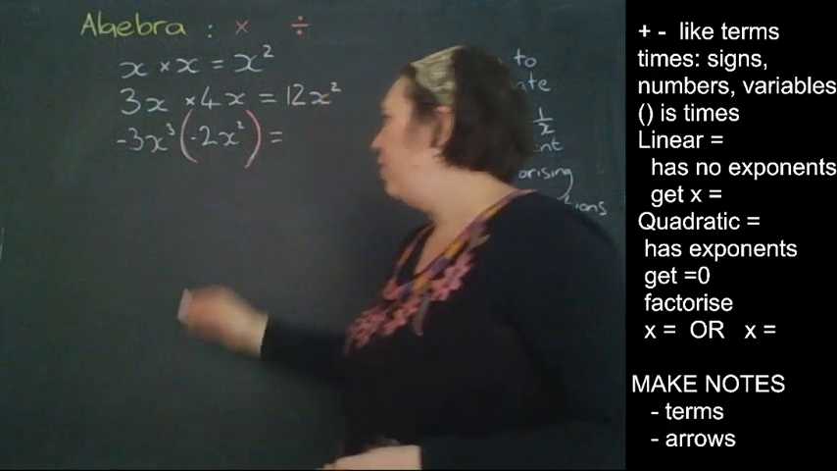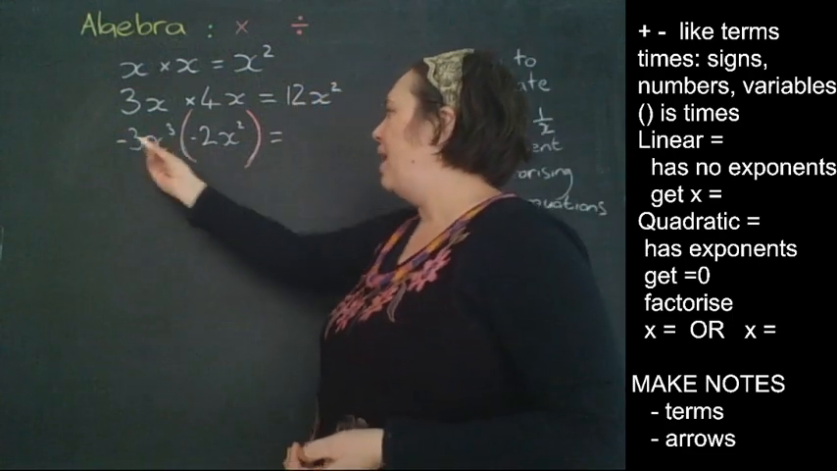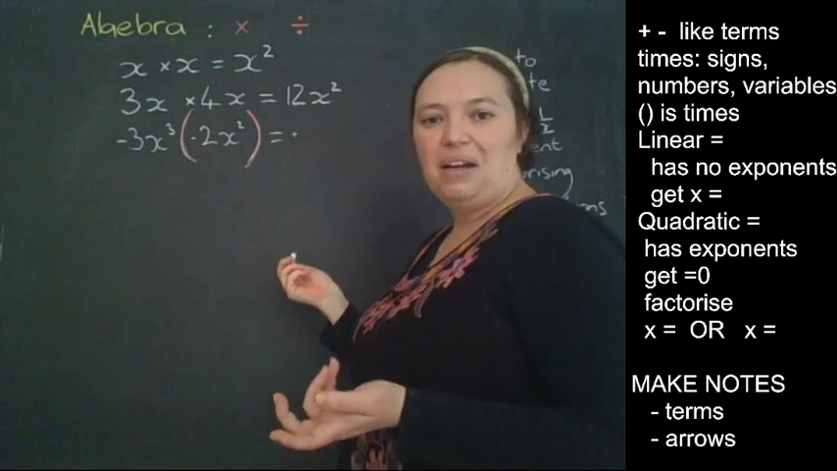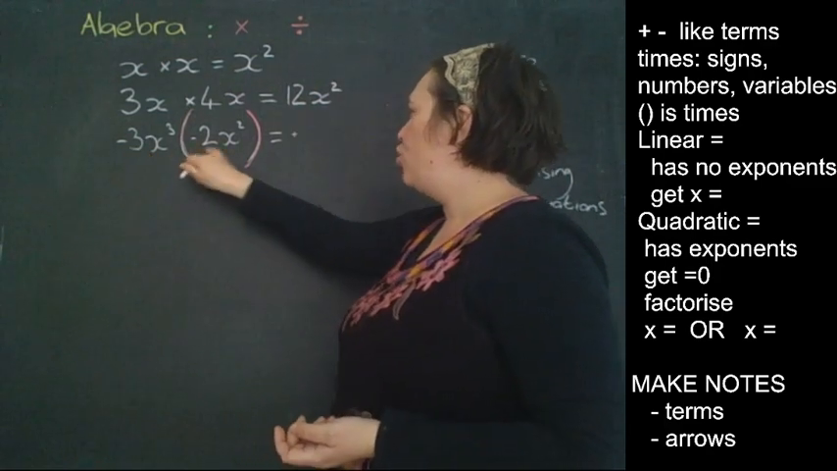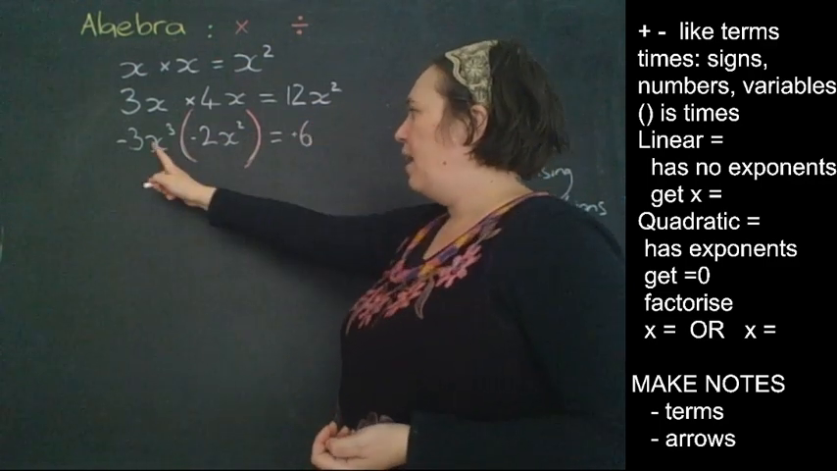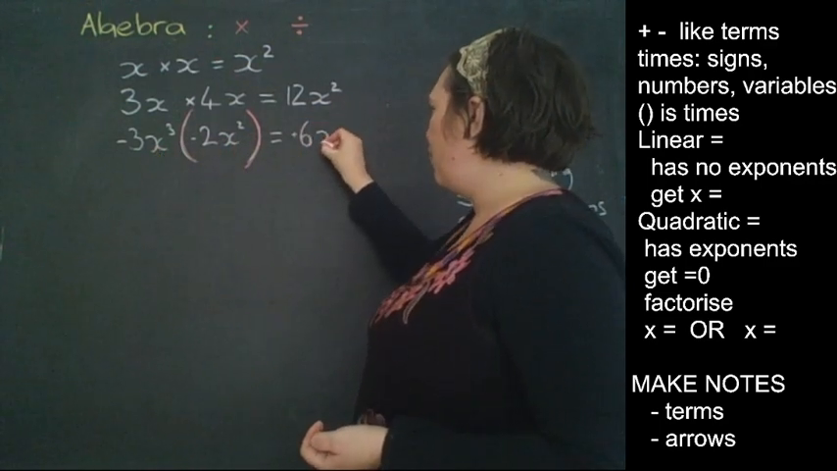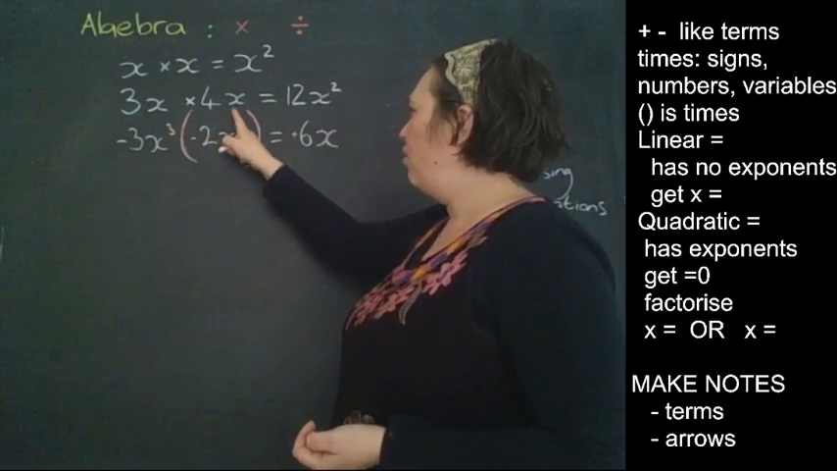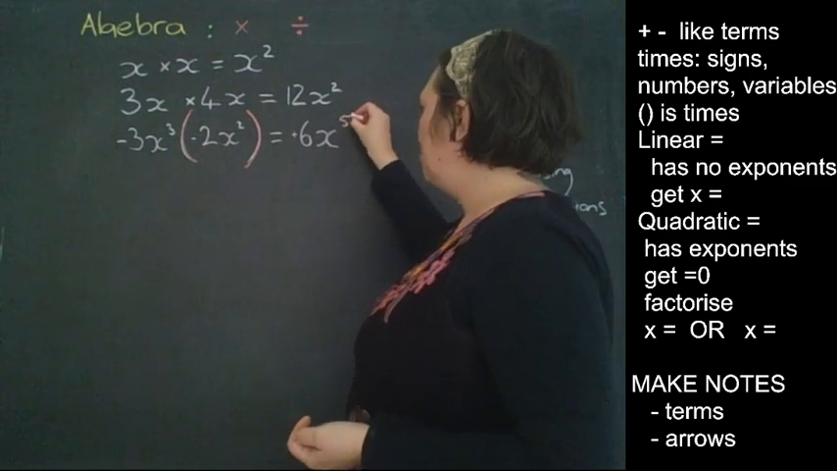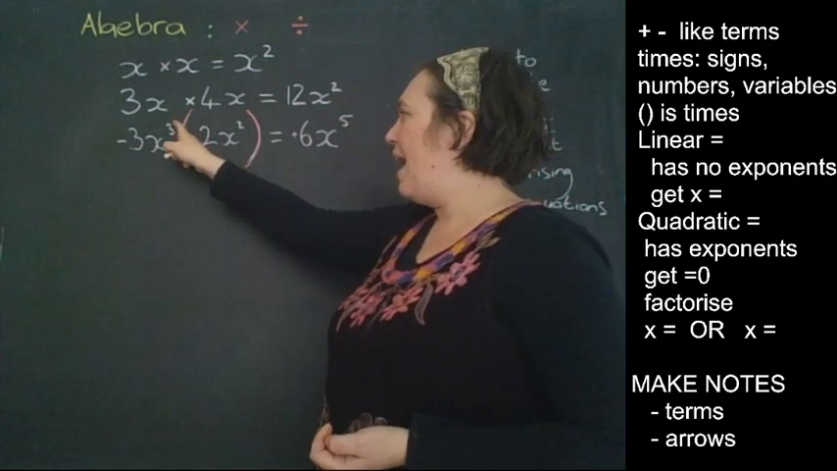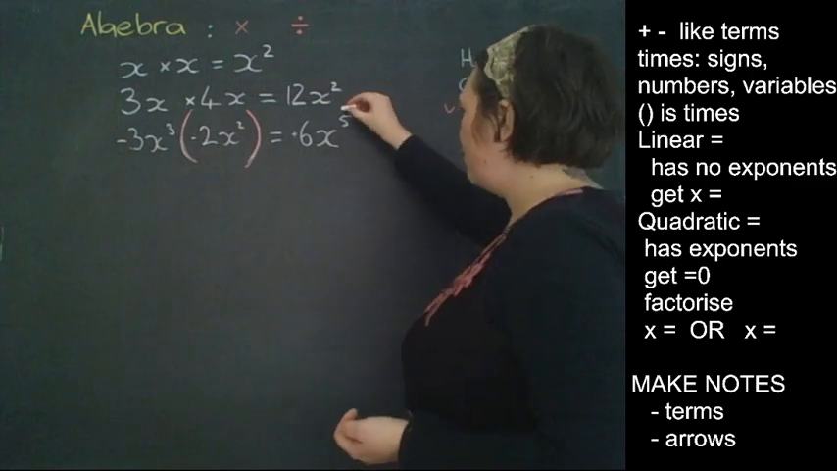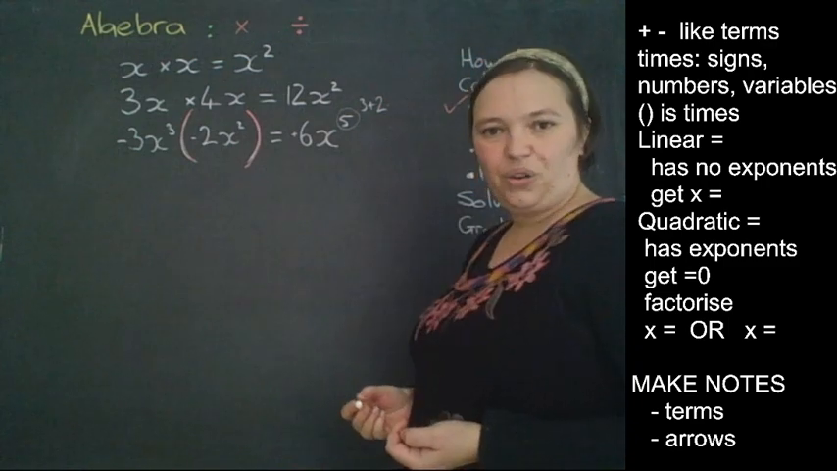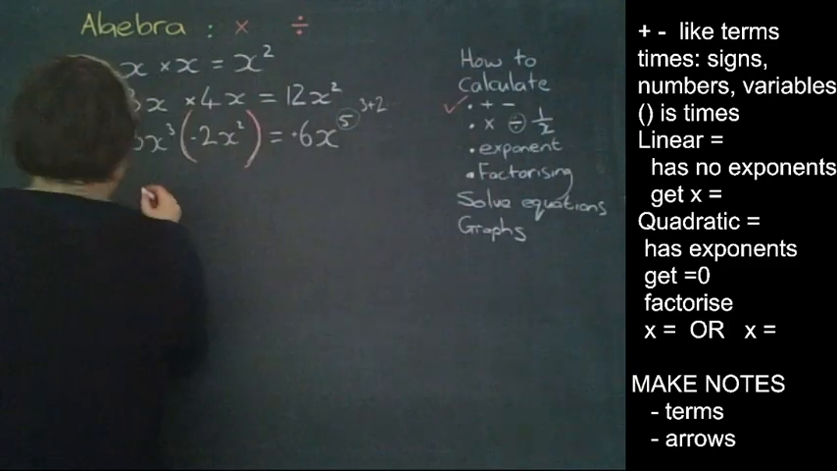So here we have signs first. Minus and minus is plus. You can write it if you like, doesn't matter. 3 times 2 is 6. We've got x's. That's our variable. How many x's have we got? 3, 4, 5. So when we multiply the base, then we add the exponents. So this 5 was 3 plus 2.